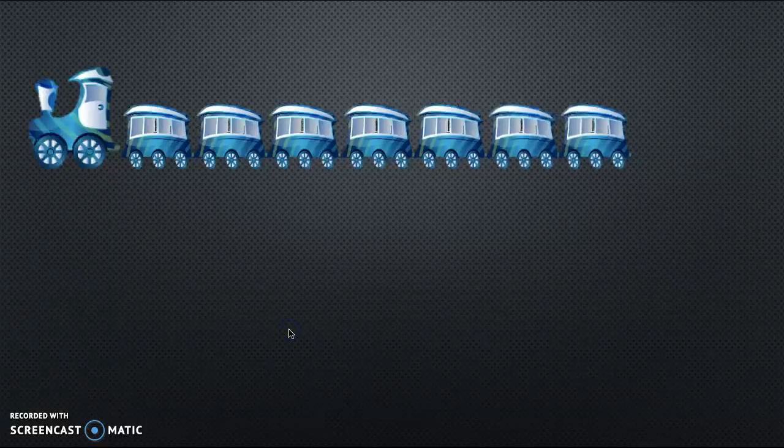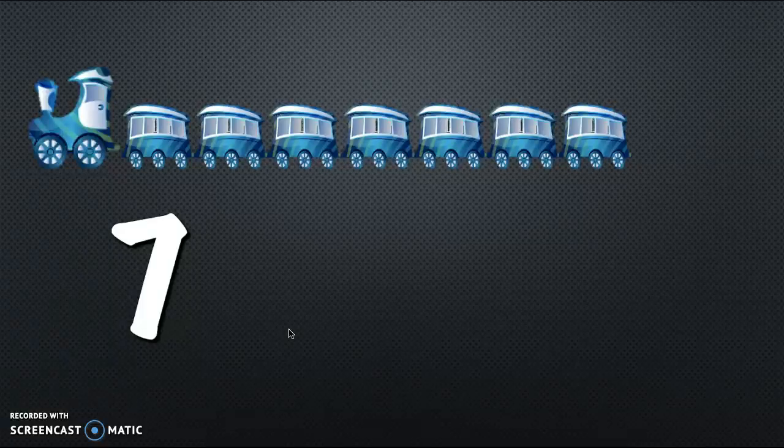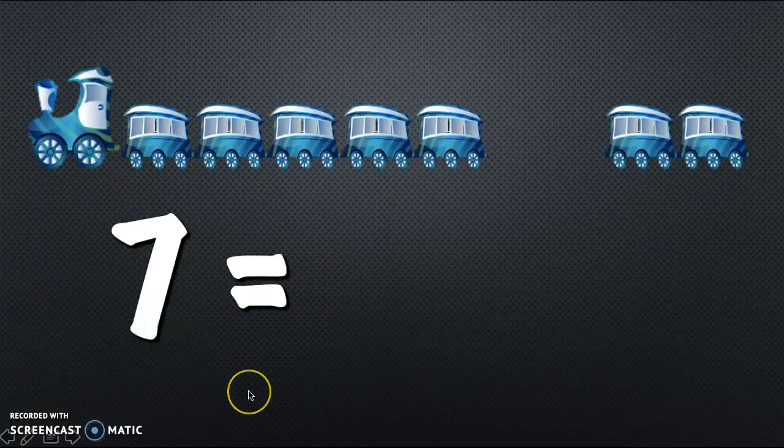On your board, can you go ahead and write how many train cars we had altogether? We had 7. Good job. Now we're going to work on number sentences. So we're going to say 7 is equal to the two parts that we see. So let's see. I'm going to say 7 is equal to, can you go ahead and write that?